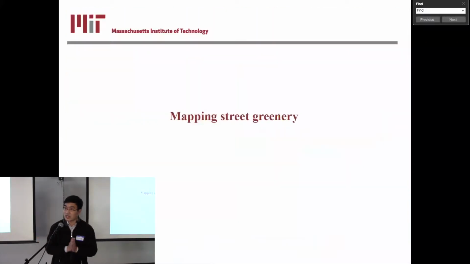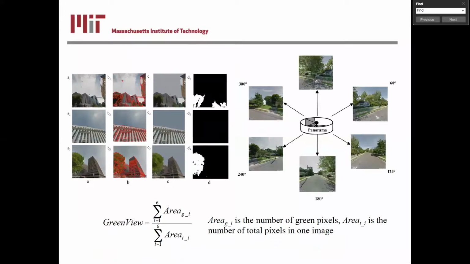The first project I'm going to introduce is using Google Street View to map the street greenery for cities around the world. I developed an algorithm called Green View Index. It basically represents how much greenery you can see on the ground using street level images rather than overhead satellite imagery. I use a computer vision algorithm to segment the street level image into tree canopies and then count the percentage of the greenery part.